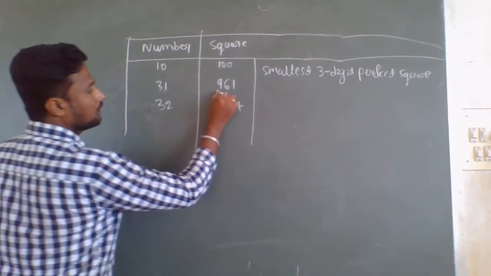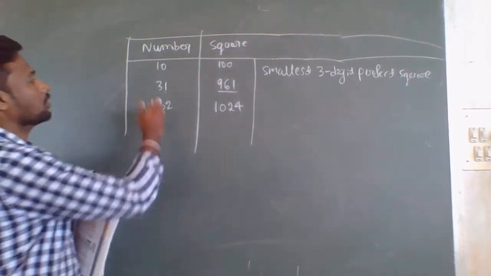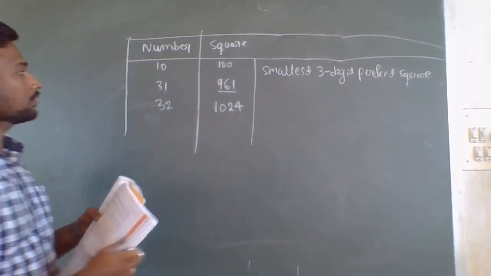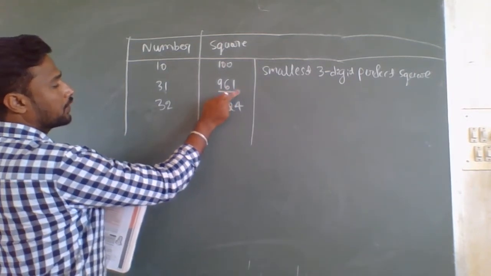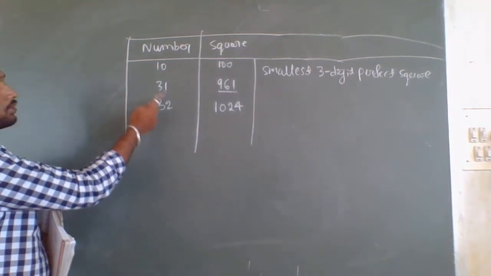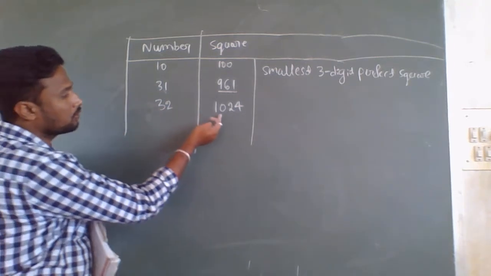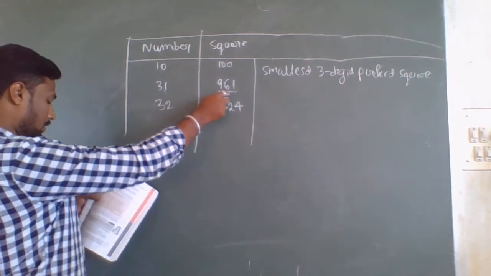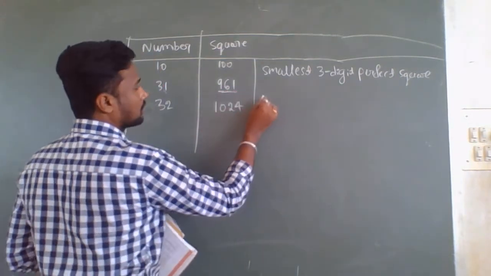So here you can say this 961 is a perfect square number, because when you multiply 31 two times you will get 961. So you can say that it is the greatest 3 digit perfect square number. Here it contains 3 digits, and if you check the next number after 31, 32 is there. Perfect square of 32 is 1024, which contains 4 digits. So you can say that the greatest 3 digit perfect square number is 961.